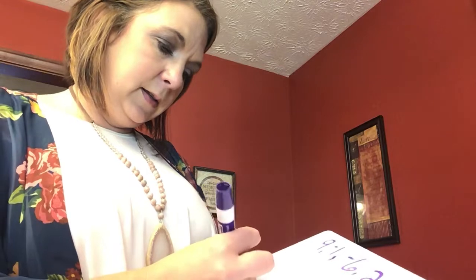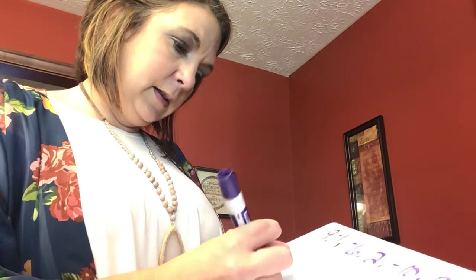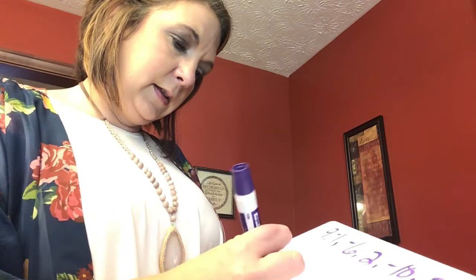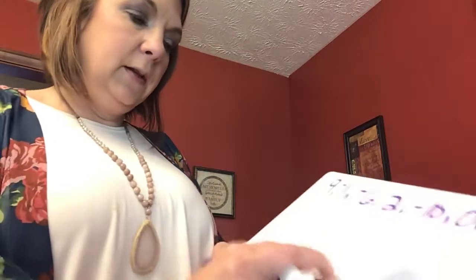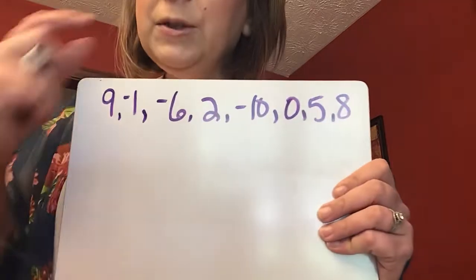So our numbers are 9, -1, -6, 2, -10, 0, 5, and 8. Here's my number line. I don't know if I have room. Okay, I'm not going to have room for my number line on here. I write too big. So let's just talk about this.